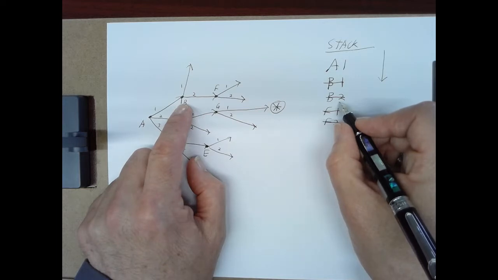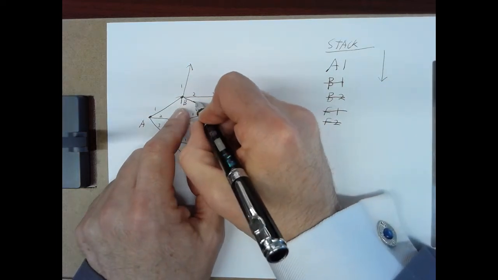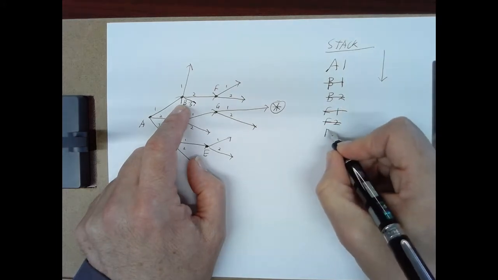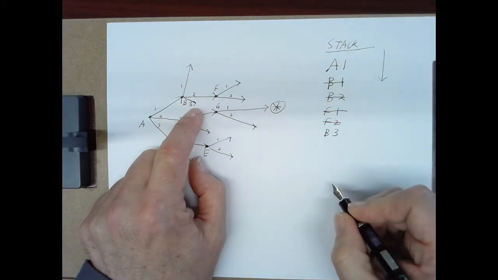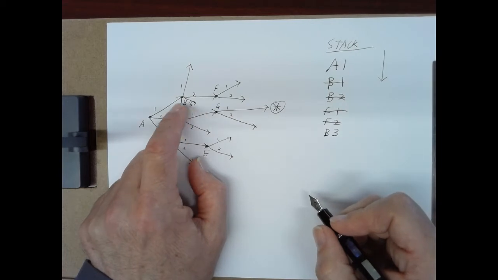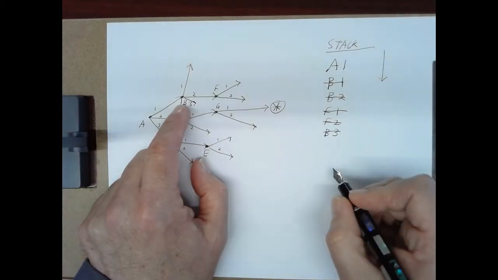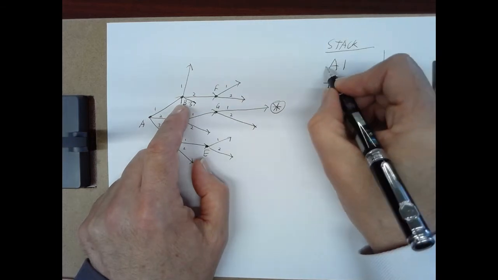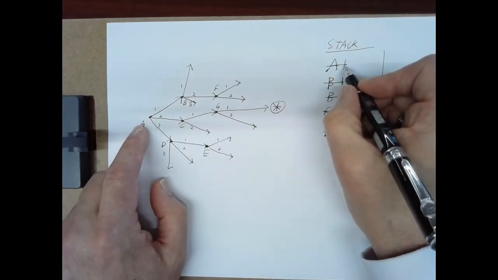If there was a path 3, let's throw a little path 3 in here, we'd say, let's go down B3, so we'd push a B3 on our stack and follow B3, and that's a dead end. So we come back, pop that off, try to go down B4, it doesn't exist. Come back here, pop this off, we're back to A1. Now let's go down A2.